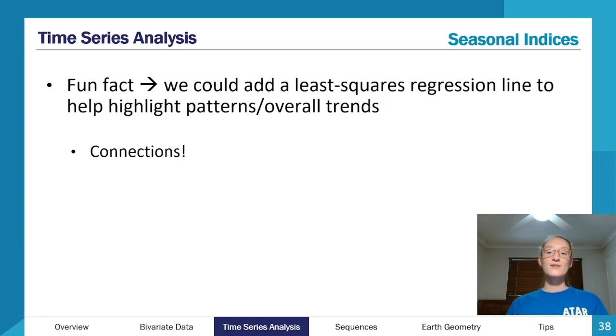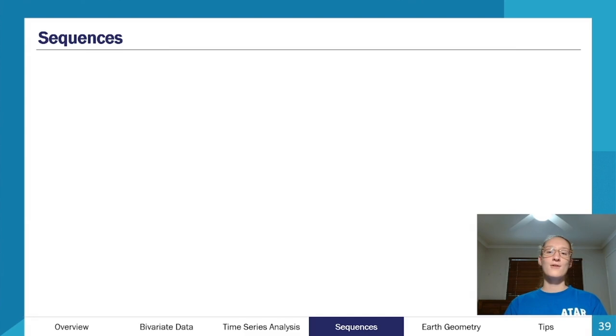And again, another little connection. If we did want to add a least squares regression line, like a trend line, to a time series plot, we definitely could do that to help highlight those overall patterns and trends. So again, just making more of those connections.